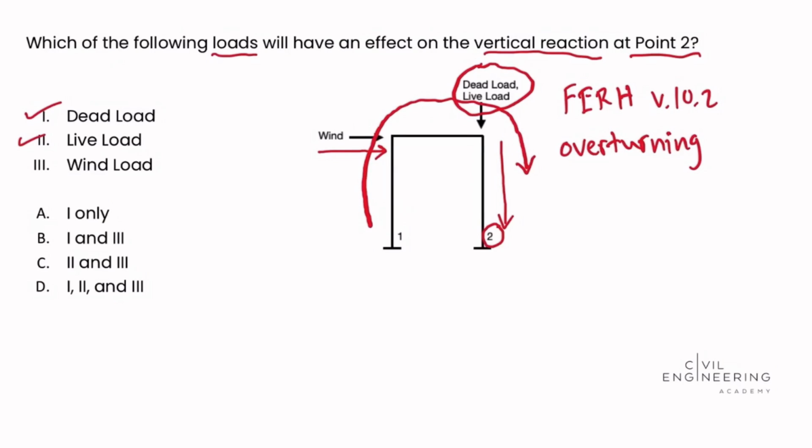This overturning motion boils down to an uplift force at point 1, and then a downward force at point 2. So the wind load will also have an effect on the vertical reaction at point 2. If we look at the answer choices, we see that answer choice D, Roman numerals 1, 2, and 3, representing the dead load, live load, and wind load, is the correct answer.